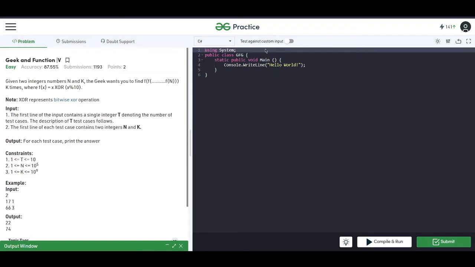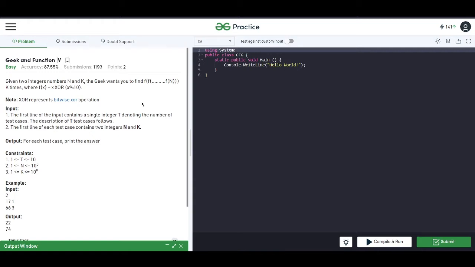Hello. So today's question is Geek and Function. This is a very simple question, but I would like to tell you about the XOR operator here, which is the key in this question. Let's see the question now.